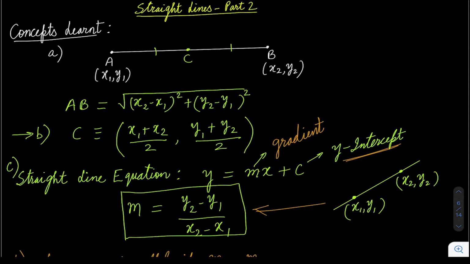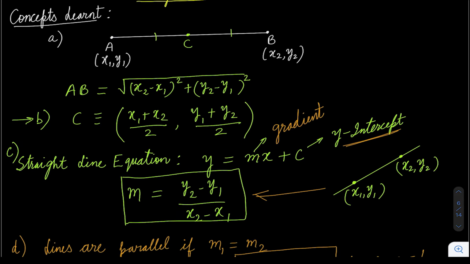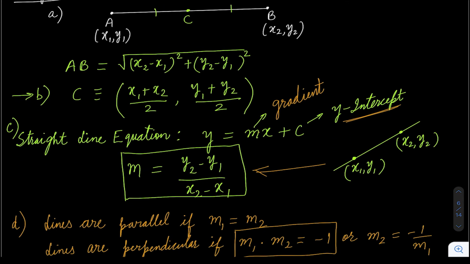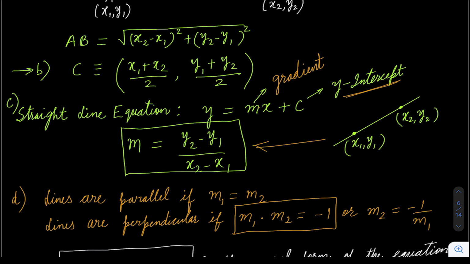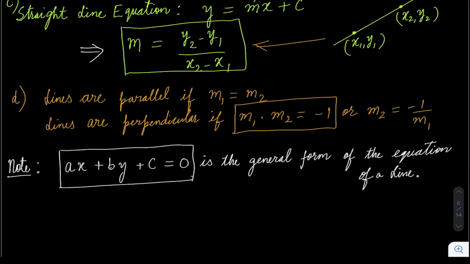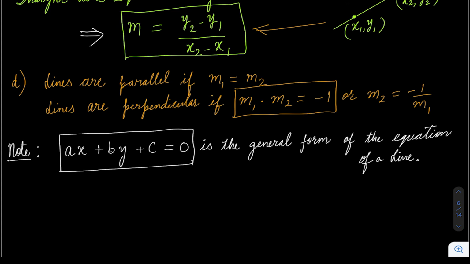In the previous video, we learned some straight line concepts. We learned the distance formula, and how to find the midpoint using the midpoint formula. We learned the equation of a straight line, y = mx + c, where m is the gradient and c is the y-intercept. We learned that if two points are on a straight line, you can find the gradient using this formula: (y2 minus y1) over (x2 minus x1).